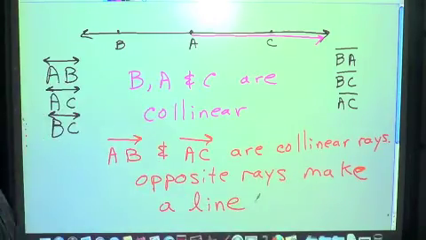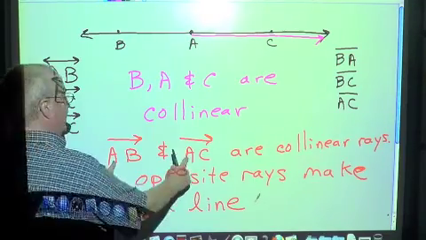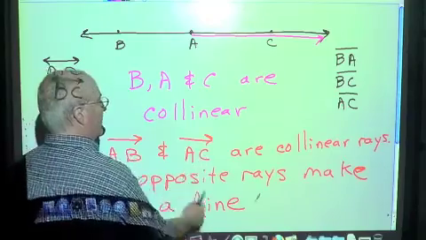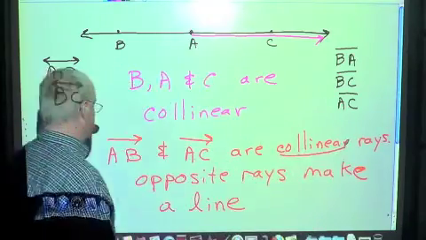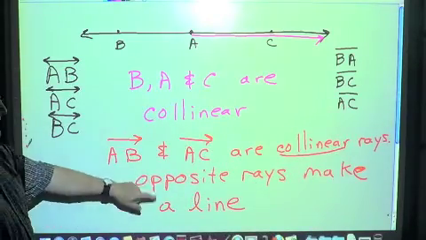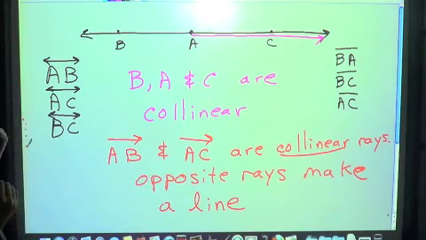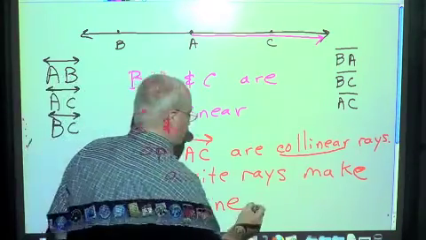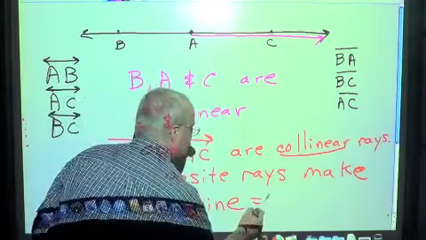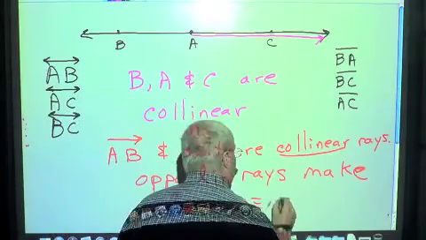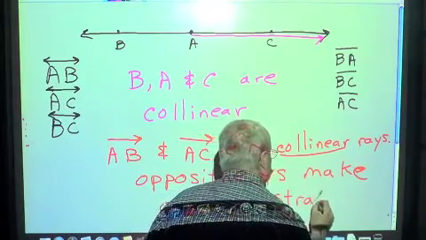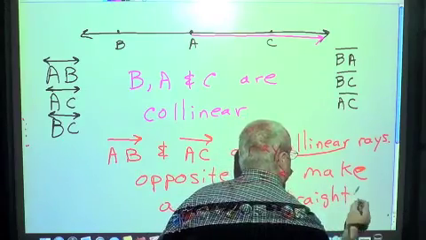They make a line. Okay? Why? They have an endpoint. They go in opposite directions. They are collinear. Okay? Opposite rays that go in different directions make a line. We also, a line can be called a straight angle.